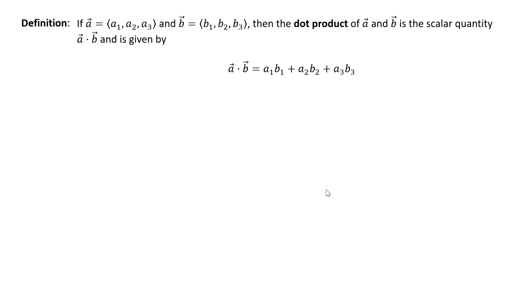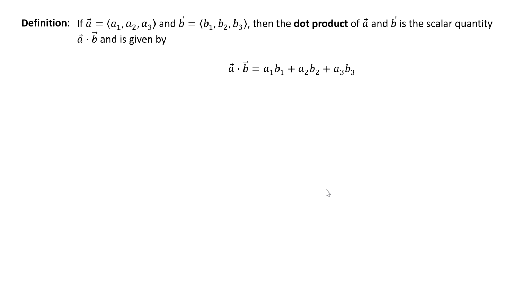If A is given by the components A1, A2, A3, so obviously this is a three-dimensional vector, and similarly, B is B1, B2, B3, then the dot product of A and B is a scalar quantity. So I think that's an important thing to recognize. When you take the dot product of two vectors, what you get is a scalar, some kind of a number. Even though vectors themselves have magnitude and direction, the moment you take a dot product, what you get is just a number, a scalar. Cool?